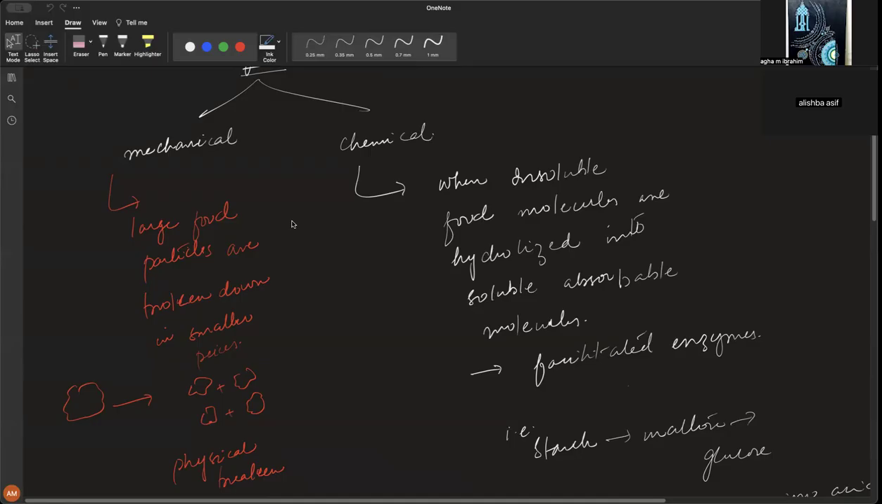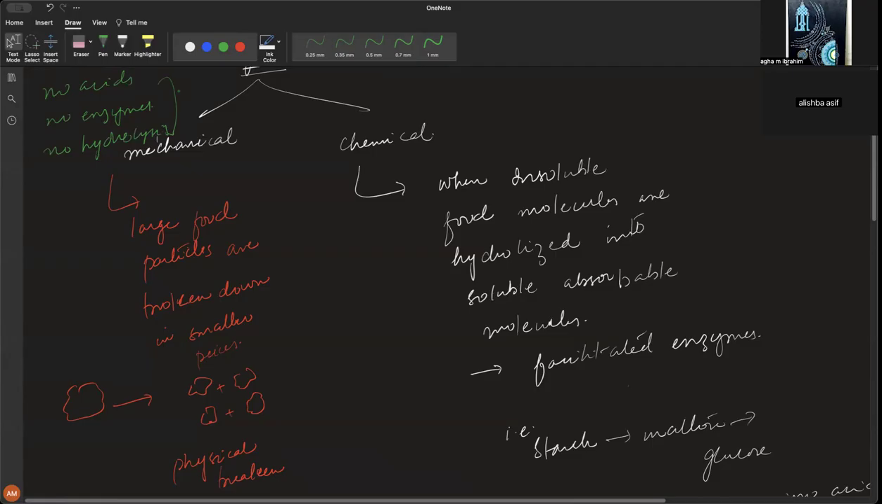It does not involve any chemicals. It does not involve any acids. So you can say no acids, no enzymes, and no hydrolysis in general. All right, these three things. No hydrolysis.